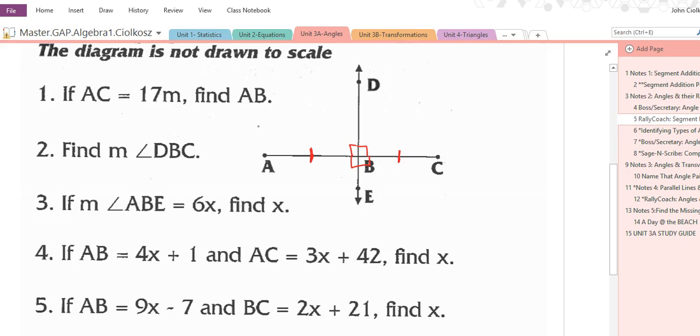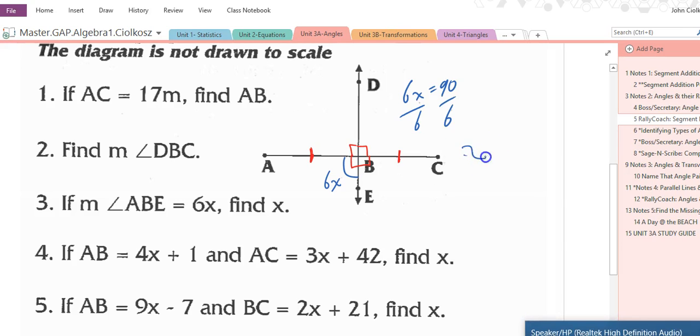Here, if ABE is 6x, so number 3 now, ABE, this angle, 6x. Find x. Well, we know it's a right angle, so that would mean 6x is equal to 90. Dividing, there's no decimal here, we would get a nice whole number, x is just 15.